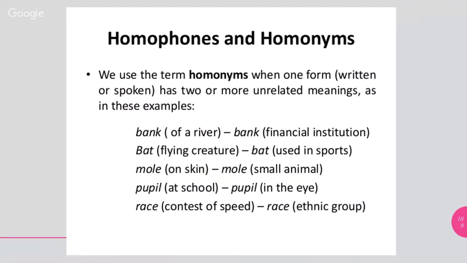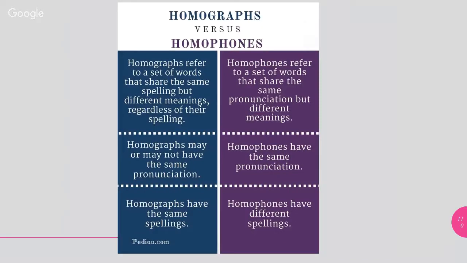Homophones and homonyms. We use the term homonyms when one form, written or spoken, has two or more unrelated meanings, such as bank of a river, bank as a financial institution. Homographs versus homophones. Homograph is our third type. Homographs refers to a set of words that share the same spelling, but different meanings. The spelling is the same, but the way we pronounce it is different, and its meaning is also different.